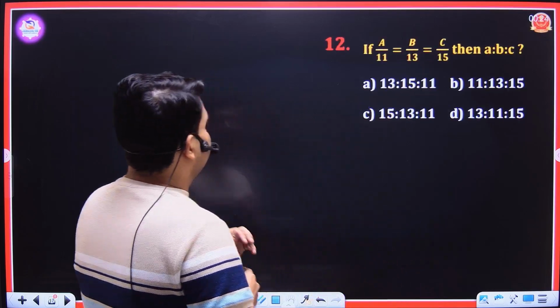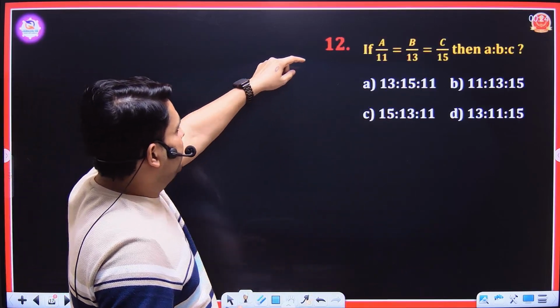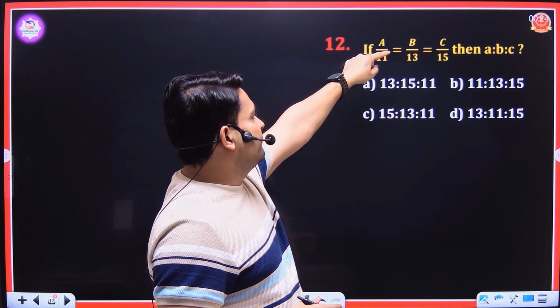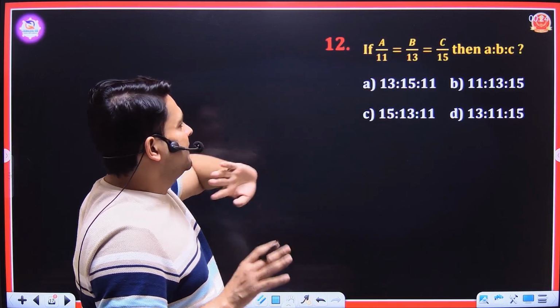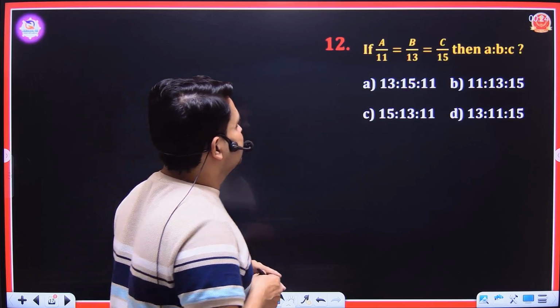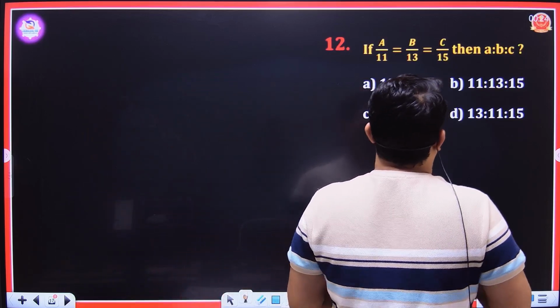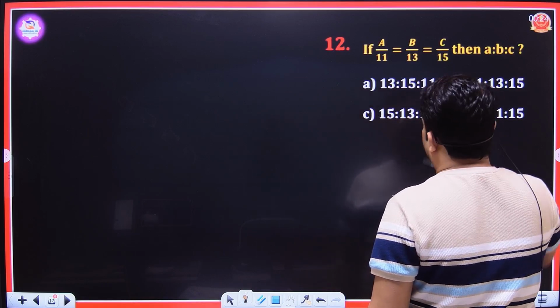Next. If A upon 11 is equal to B upon 13 equal to C upon 15, then you can write it directly as A is equal to 11, B is equal to 13, C is equal to 15.